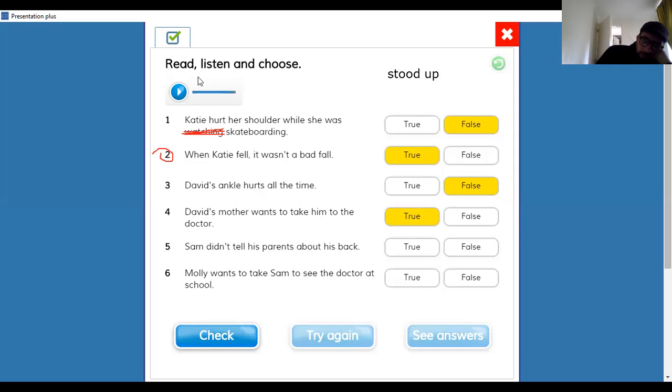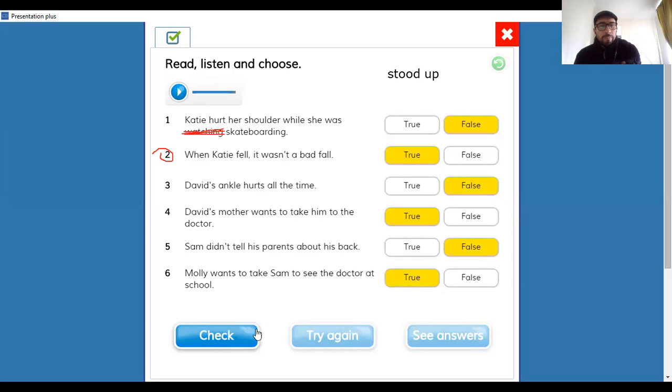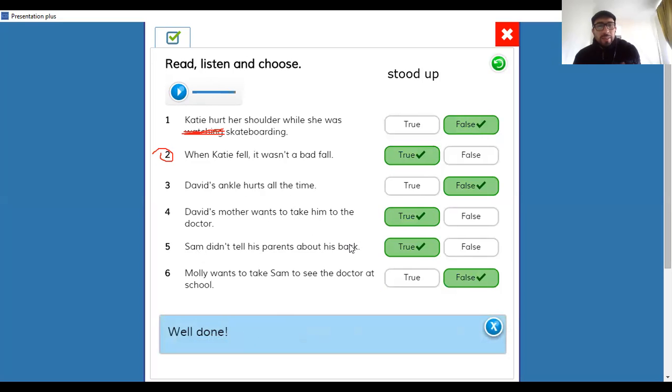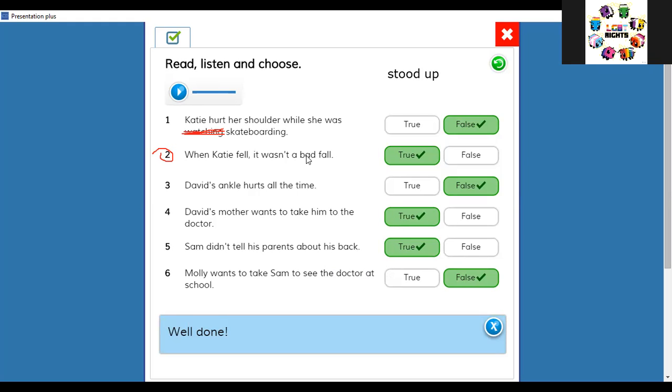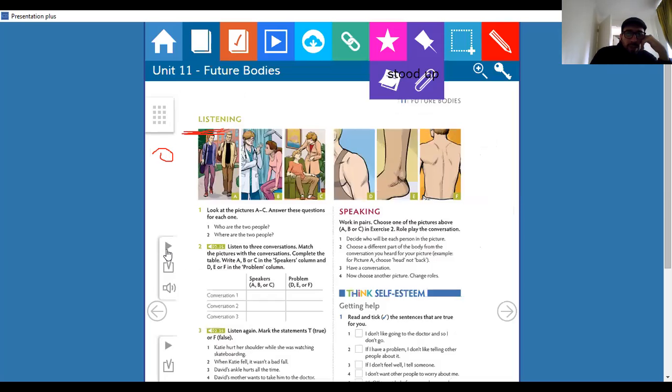Molly, okay, so Sam didn't tell his parents about the back. False. And Molly wants to take Sam to the doctor at school. True. Let's see. No. So Sam told the parents, okay? And it's not the doctor at school. It's a nurse. Thank you. The nurse is a nurse, not the doctor, which is a bit different. Okay, so what do we have? Number one, false. Number two, false. Number three is false. Number four, true. Number five, true. And number six, false. Okay, let's continue with activity number two.